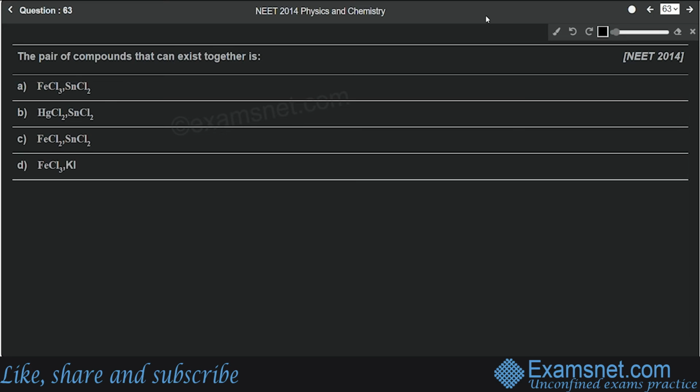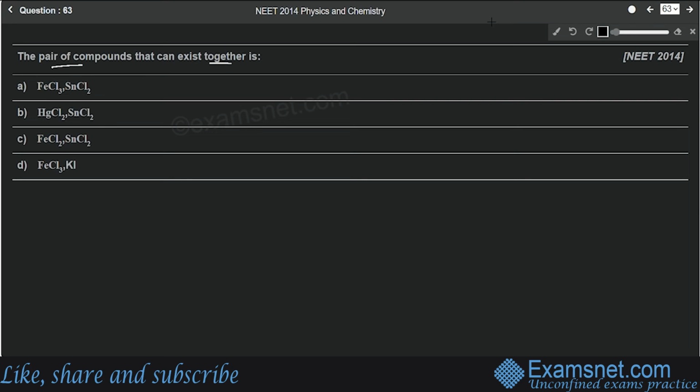Question number 63 is from the chapter redox reactions, and the question is: the pair of compounds that can exist together is. So here we have to remember one thing, that if one of the compounds is oxidizing and the other is reducing, then these two cannot exist together because one will eventually reduce the other. Now let's come to the options.